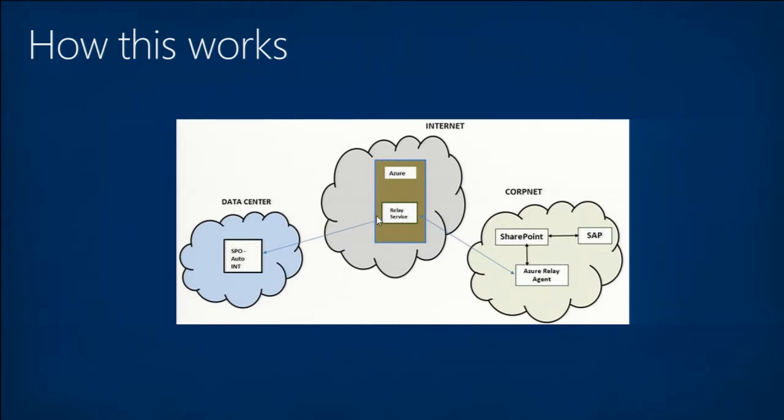And then you need to set up a relay agent that's on premises. And this uses Azure Service Bus. And so when this makes the call, this knows how to connect to on-premises. And the way it does that is it uses a technique called long polling. But if you use the service bus, this is automatically taken care of for you. And then this will call SharePoint and connect to SAP.